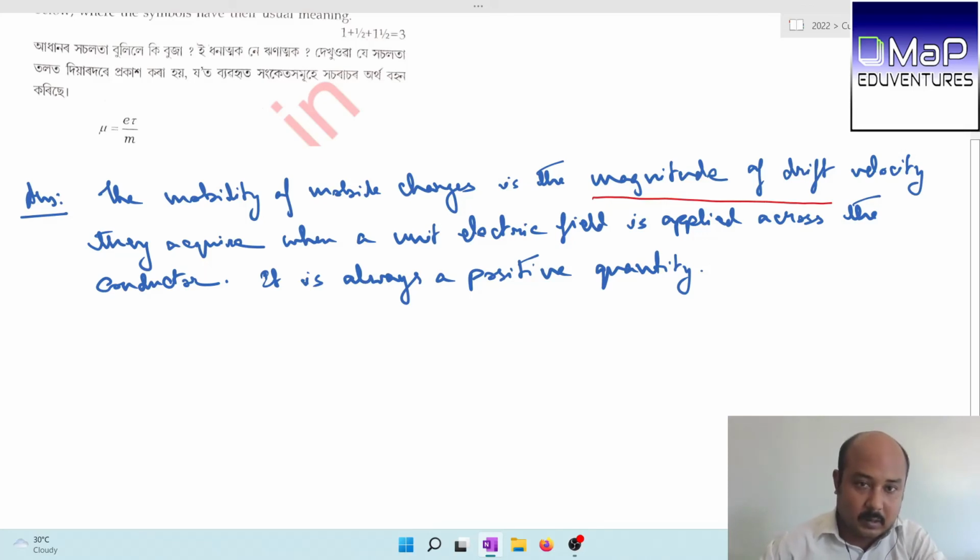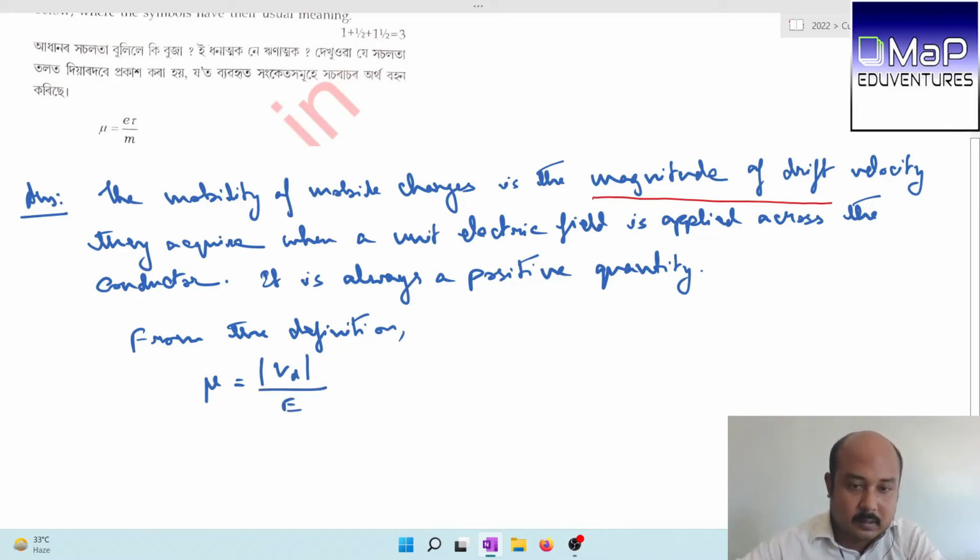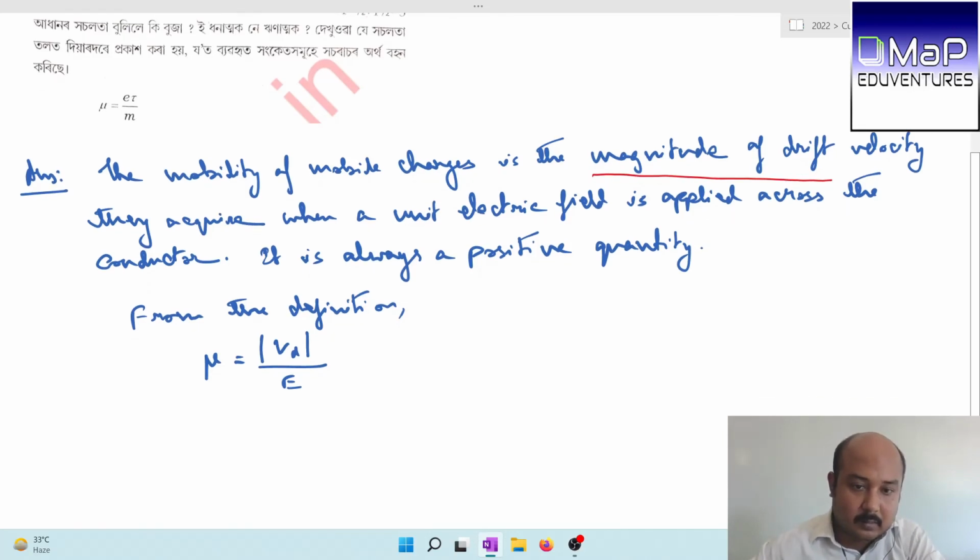The third part of the question starts from the definition. What do we get? The mobility mu is equal to the magnitude of drift velocity divided by the electric field intensity. Now, for question number 1, what is the drift velocity expression?